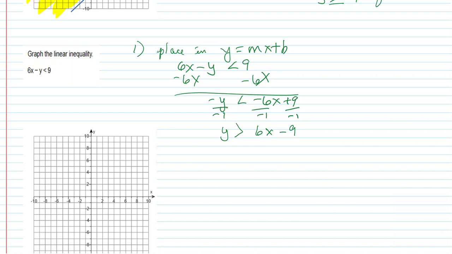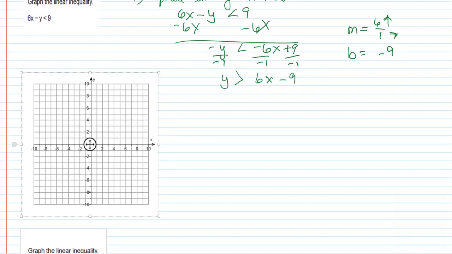All right. So here we're going to do that. M is 6 over 1. Up 6 over 1. Our b is negative 9. So we're going to start at negative 9, and we're going to go up 6 over 1. All right. It's a very steep line. So I'm going to place the line. And the computer makes it really easy.